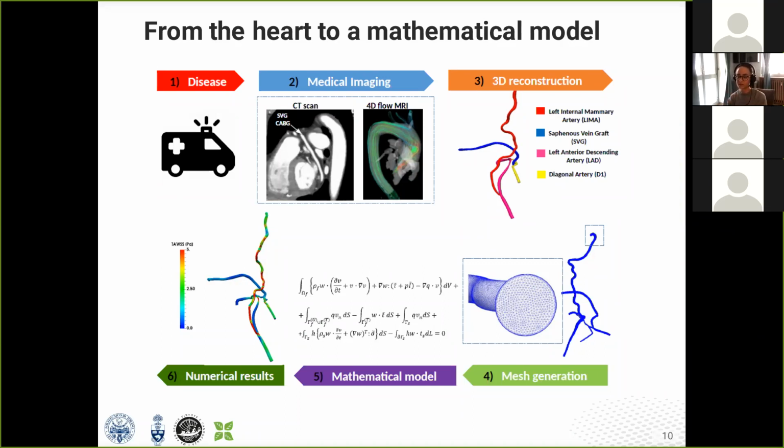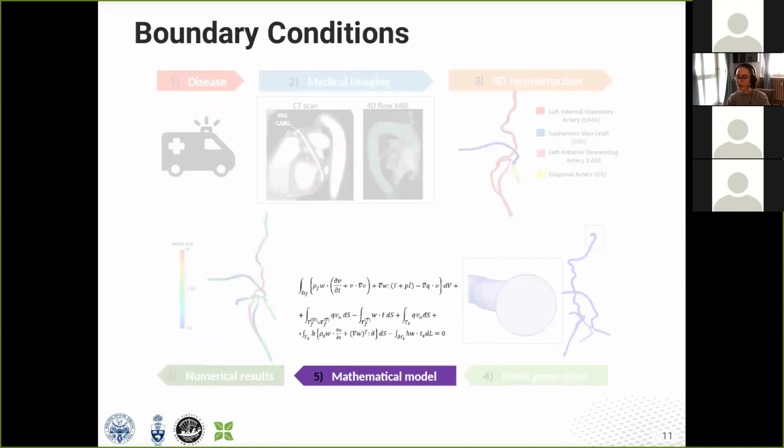So even if this pipeline is really well oiled, it works well, there are still some problems in some of the steps, and that's where we put our attention. The first one is in the mathematical modeling phase, and it's related to boundary conditions. As you may know, the choice of boundary conditions when you set up a computational model is really crucial, because a small change in the values of the boundary condition, or also in the type of boundary condition you use, will change completely your results.